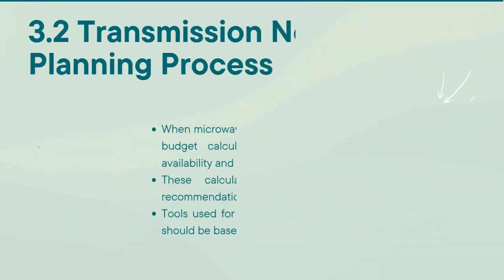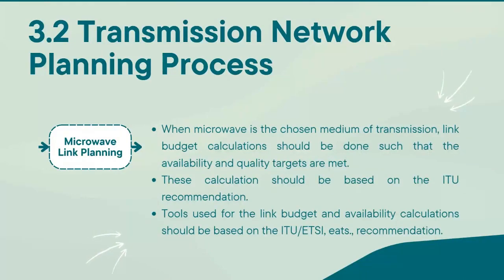The next part that the network planning engineer should follow is microwave link planning. So what is microwave link planning? Microwave link planning is a crucial step in the network planning process for establishing communication links between two or more points using microwave frequency. It involves determining the optimum placement of microwave antennas and equipment at each end of the links, identifying any possible interference sources, and deciding on appropriate transmission frequencies, modulation schemes, and power levels.